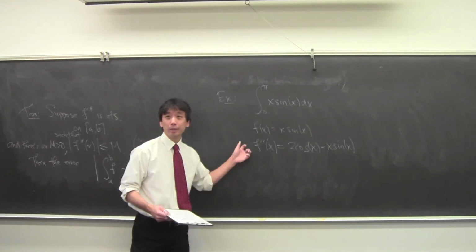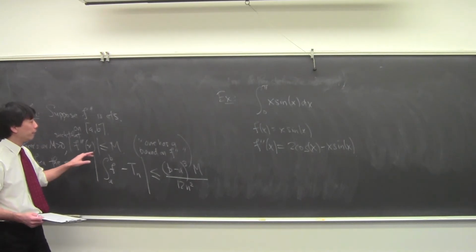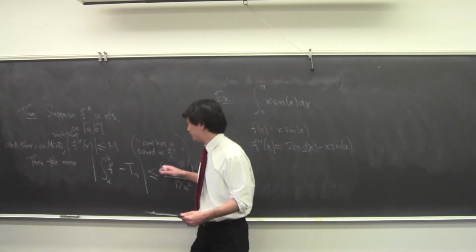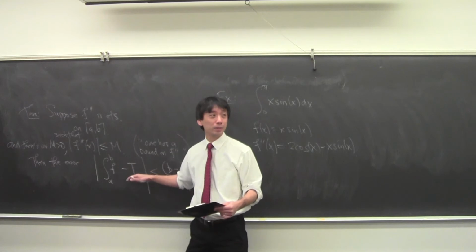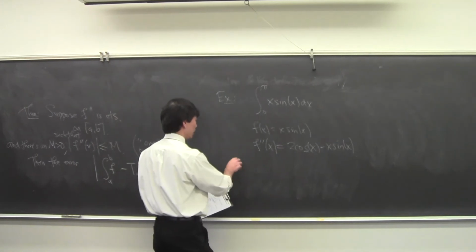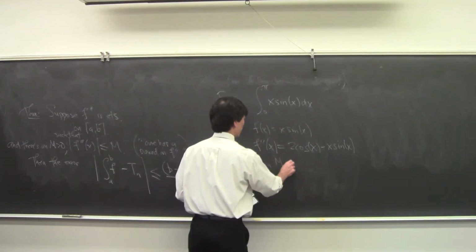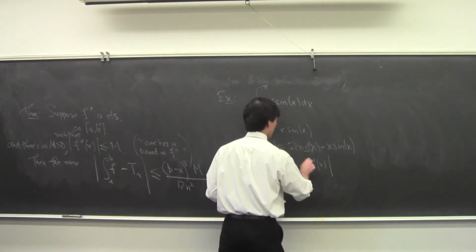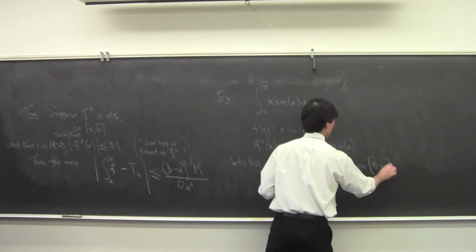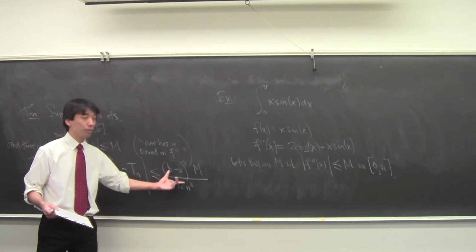Okay. And the theorem says, if we can get some sort of upper bound on f double prime, then we can get control on how bad the nth approximation is. Okay. So let's find an m such that the absolute value of f double prime is less than m on [0, pi]. Okay. Once we get that, then we'll have some control on our error.